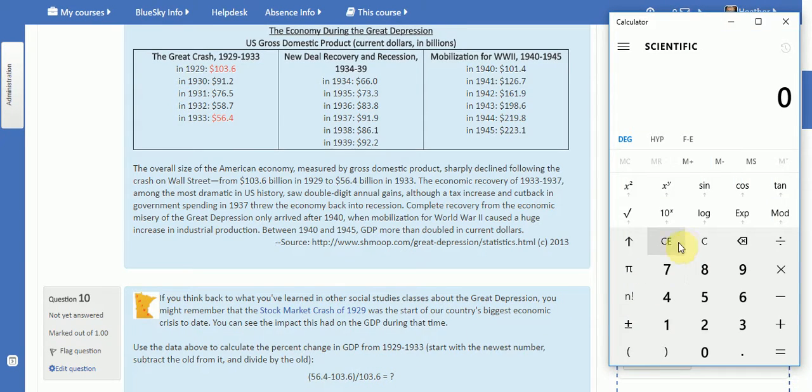So if you have a calculator, you do 56.4 minus 103.6, and you get negative 47.2. And then you divide it by 103.6, and your answer is negative 0.455, and then there's a whole long number after that. So you round it to approximately 45.5 or 46%. The important piece is that it's a negative number, because that is showing a decrease. So the percent change for number 10 is negative 46%.